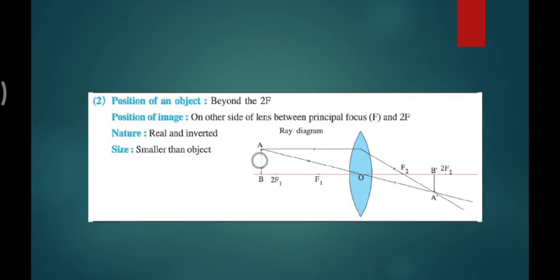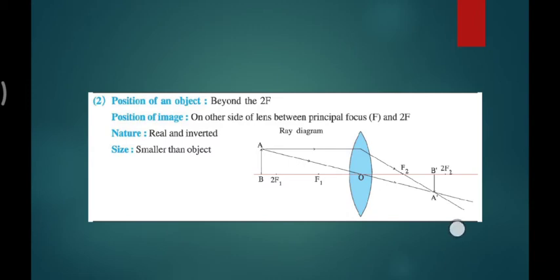Now we use the second rule. When any light passes through the optical center, it does not bend and just goes straight. Automatically it will meet before 2f2. If you put your object beyond 2f1, the image forms on the other side of the lens, between the principal focus f and 2f. It is real, and you can see it is upside down, so it is inverted and smaller than the object.